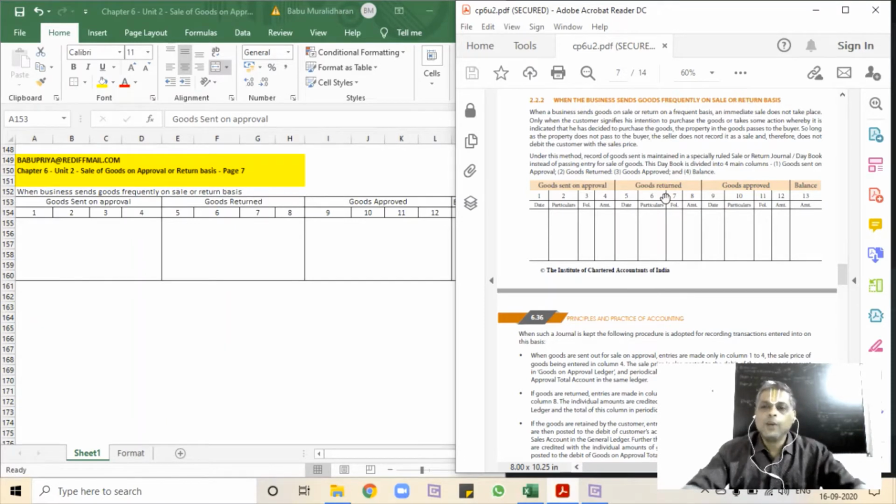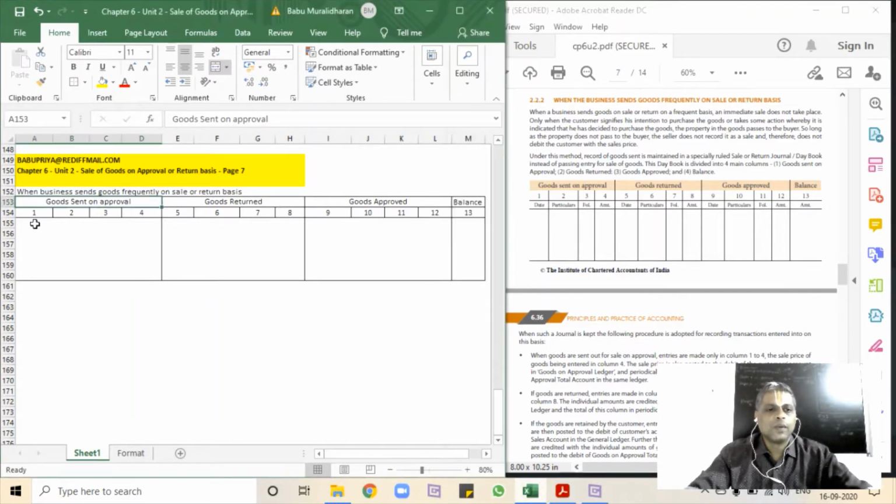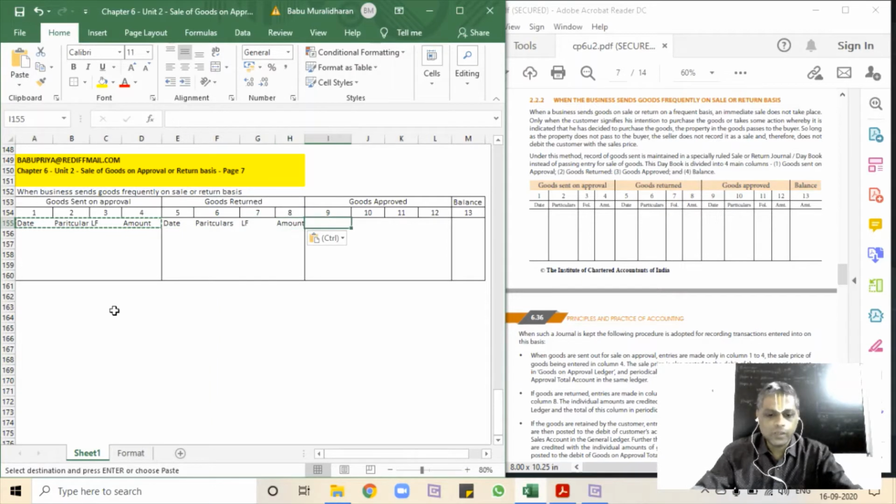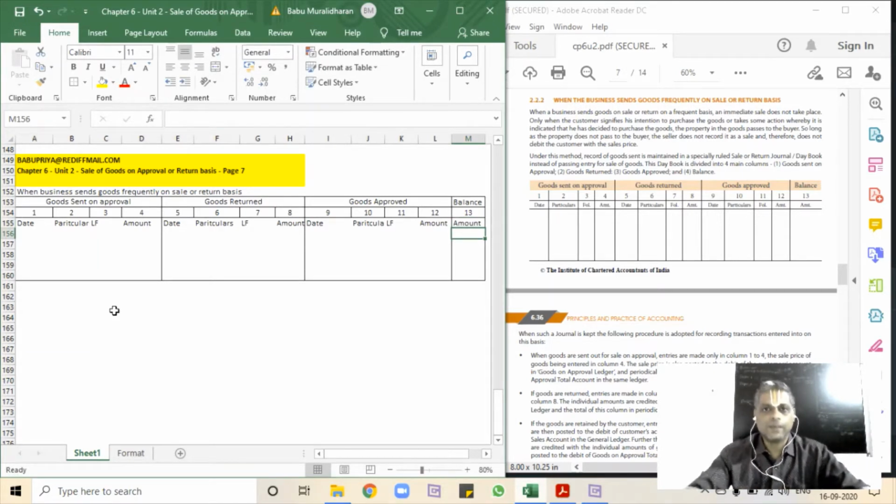So normally, when the goods are sent on a frequent basis, a memorandum or a day book is maintained with the details like goods sent on approval. This has the serial number or a date, particulars, ledger folio number and amount. This is maintained, and similarly for the goods returned, the same data is maintained, and for the goods approved, the same data is maintained. Finally, the balance that is still lying with the customer has to be taken to inventory at the end of the period.